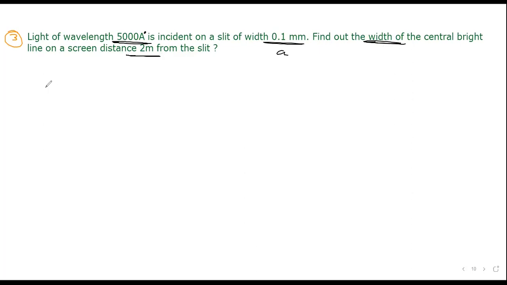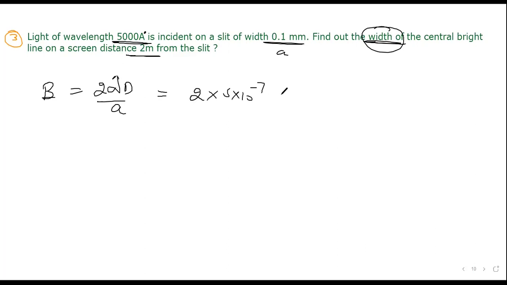So what we will do? Beta is equal to 2 lambda D by a. This complete formula I will write. Suppose they ask any other fringe width, then it's just lambda D by a. Your central maxima has double. So 2 times lambda means 5 into 10 power minus 7. D means 2 meter, and a means 0.1 mm given, so you can write 1 into 10 power minus 4.